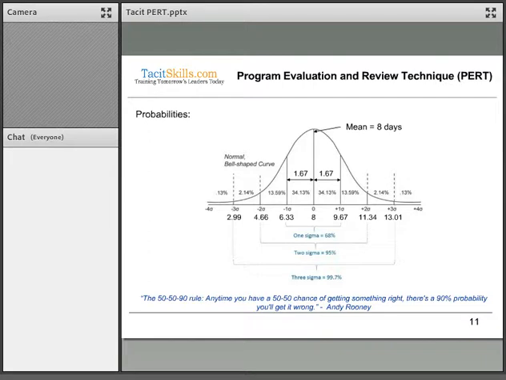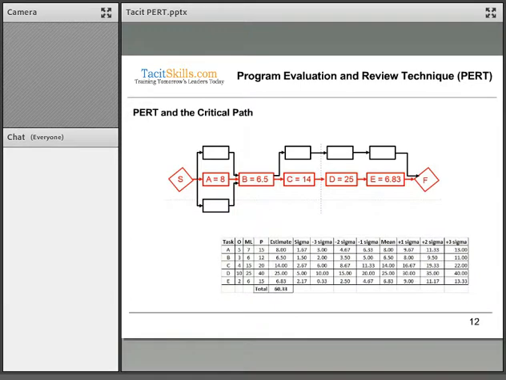And in project management, we tend to work with 3 sigma most of the time. So we're working to a probability level of 99.7%. That still leaves 0.3%, where we can either be under the 2.99, which is highly improbable, or be over the 13.01 range.